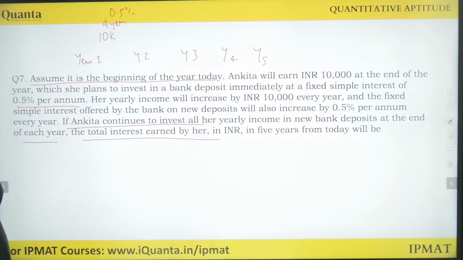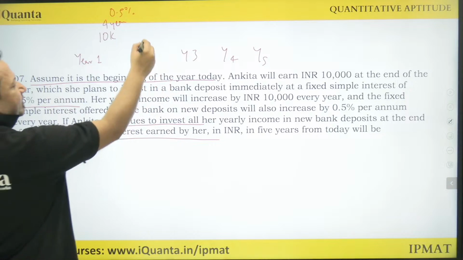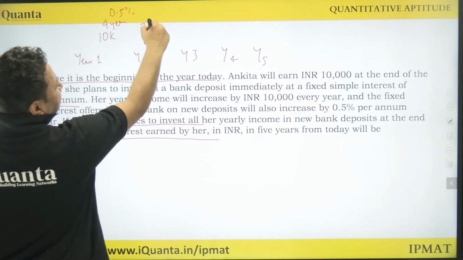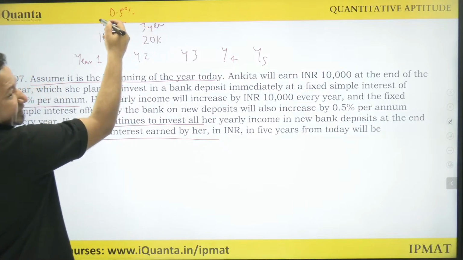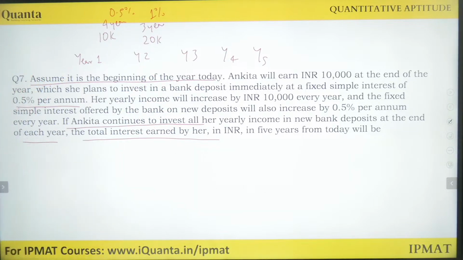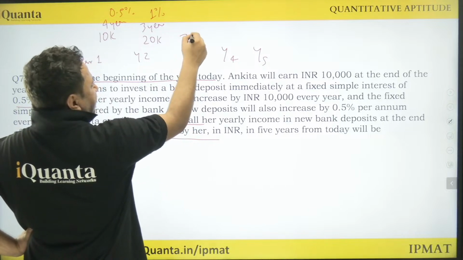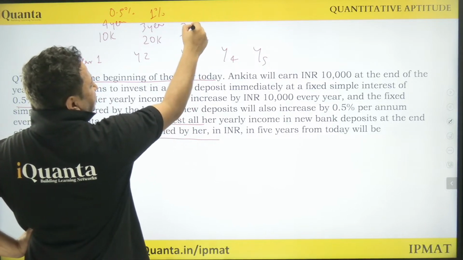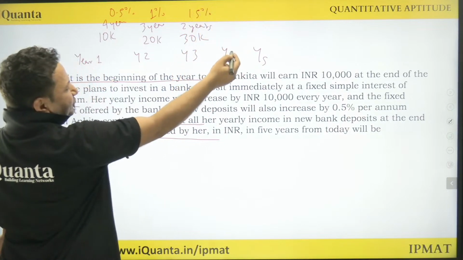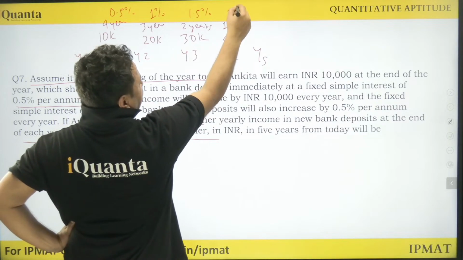After the end of the second year, her income increased by another 10,000, so now she is investing 20,000 for how many years? For 3 years. At interest of how much? Interest is also increased by 0.5%. New interest becomes 1%. Cool. Right. Year 3, 30,000. Remains invested for 2 years at 1.5%. Year 4, it's 40,000. Remains invested for only 1 year. At how much? At 2%.